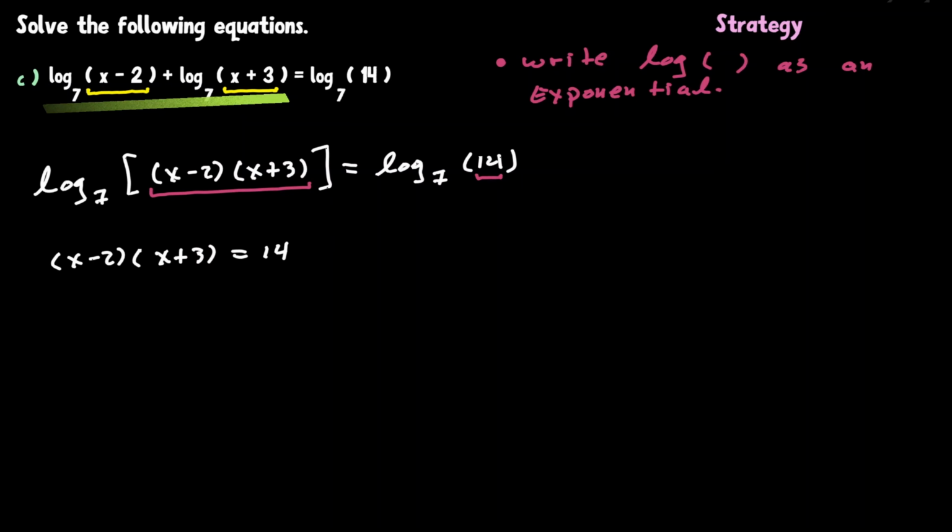Let's expand the left-hand side. Let's start by distributing the variable x, and we're going to get x squared plus 3x. And now let's distribute this negative 2. And then we're going to get negative 2x minus 6. The right-hand side, let's bring that down. Let's combine any like terms on the left, which are 3x and negative 2x. That's going to give us just positive x.